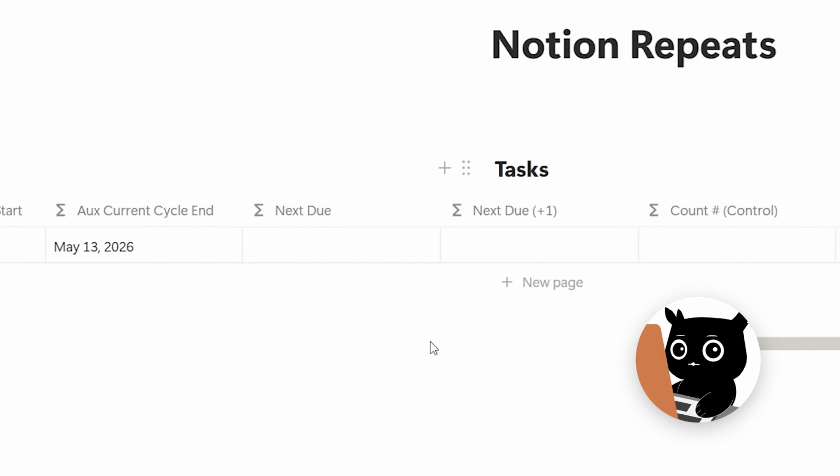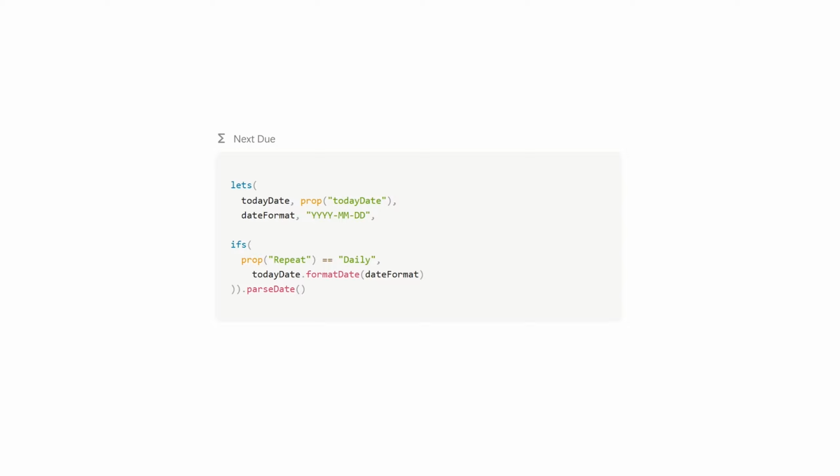Next is the next due mechanics. We will focus on the two next dues, namely next due and next due plus 1. The next due is the target should be date that other formulas will be using. This is the nearest target date of the repeat. This is the formula, which looks exactly like ACC start.